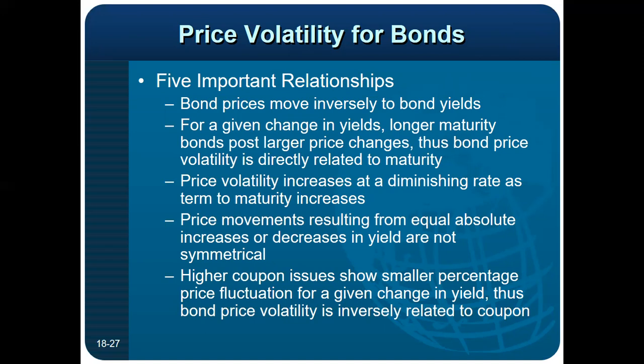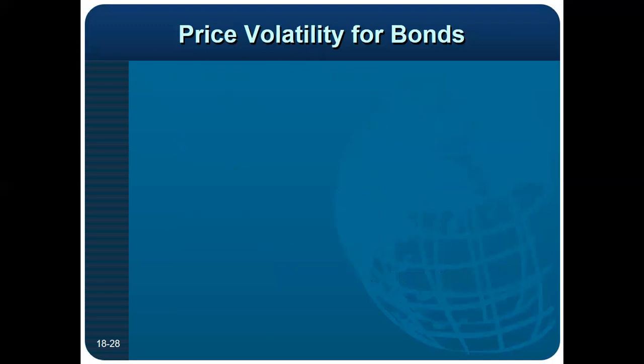The price volatility increases at a diminishing rate as the term to maturity increases. So it means that as the price volatility increases, but when it is near to maturity, the volatility would be lesser. Okay, the price movements resulting from an equal absolute increase or decrease in yield are not symmetrical. Higher coupon issues show smaller percentage price fluctuation for a given change in yield. Thus, bond price volatility is inversely related to coupon.